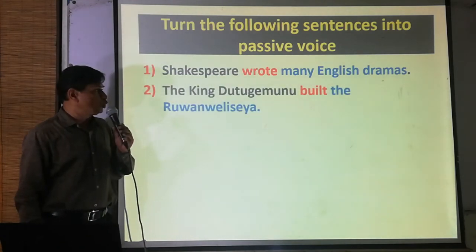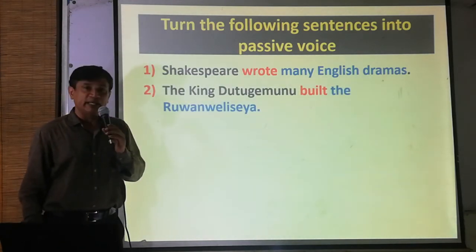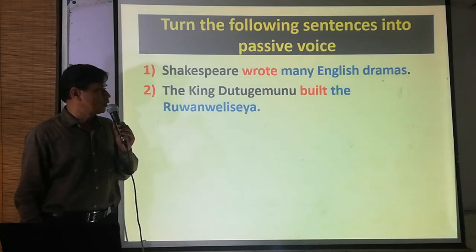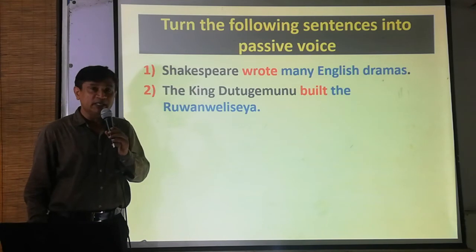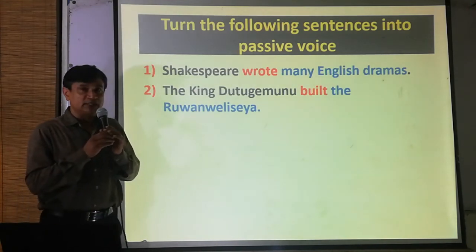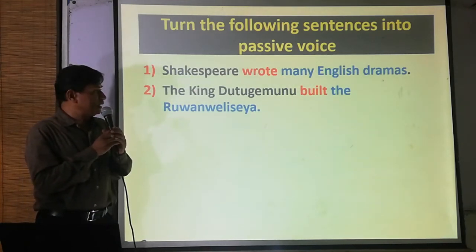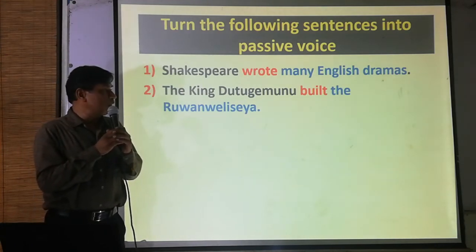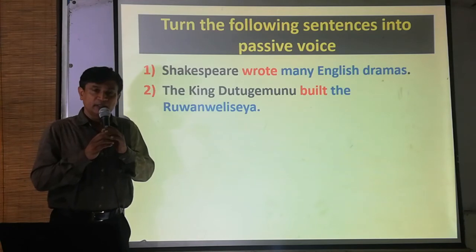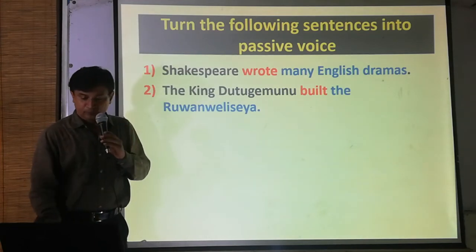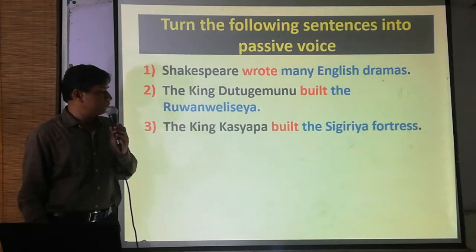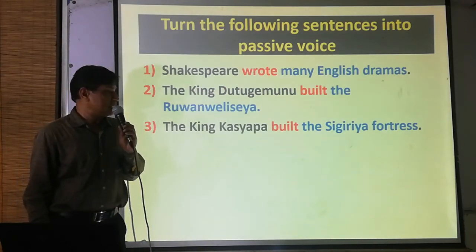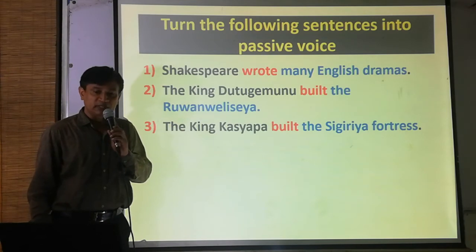The king Dutugamunu built the Ruwanwali Saya. Here also you can see the subject in black color, king Dutugamunu, the verb in red color, built, and the object, the Ruwanwali Saya, in blue color. Right, next one, number three. The king Kasyapa built the Sigiriya fortress.